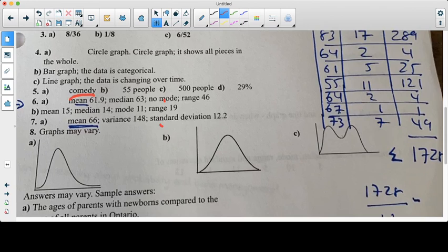The mean, you're going to add them all up and divide by the number of things. The median will be the middle number. Don't forget, if there are two middle numbers, get the average. Is there a mode? 11 is the mode in B. There is no mode in A. And then the range, remember the range.